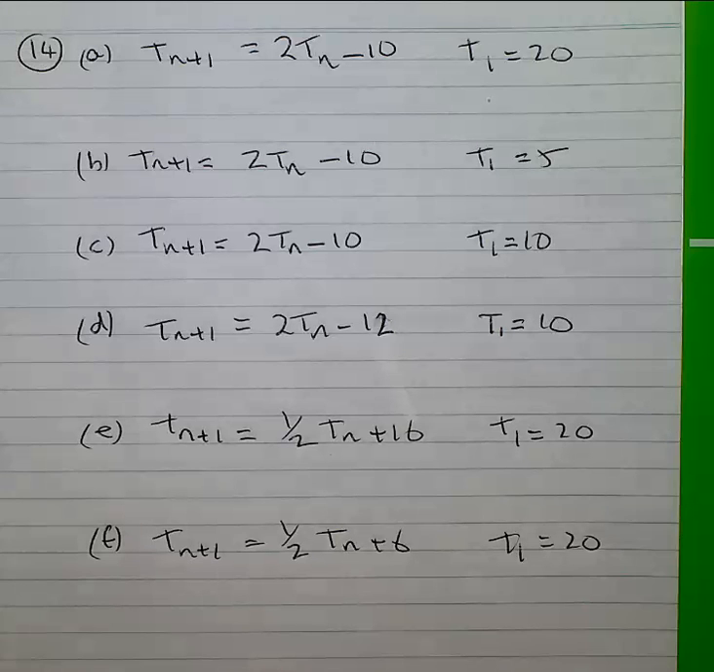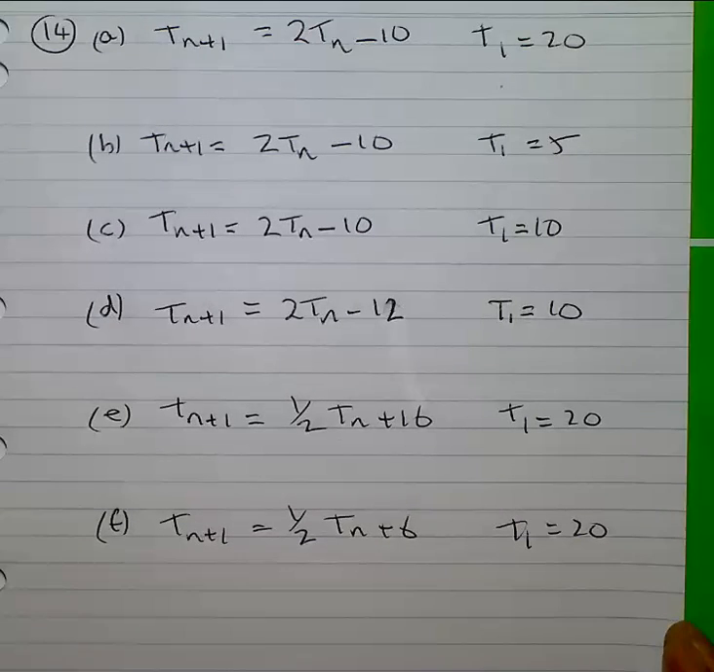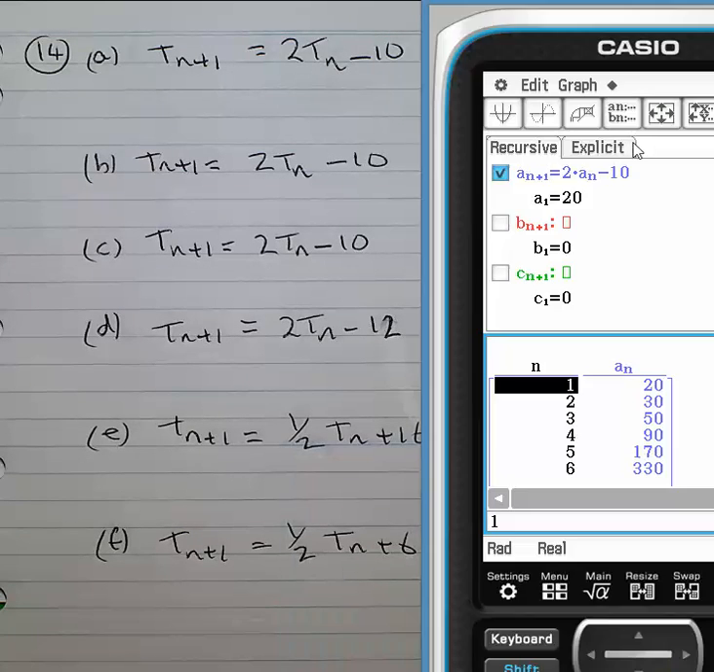In question 14, you're asked to generate the first 5 terms, I should say, of the following difference equations or recursive equations. Probably easier to do these on your calculator. So what I've done here, I've gone into the sequence and series mode. I've gone on the recursive. So 2 times a_n take 10, a is equal to 20, and you can quickly generate the first 6 terms.